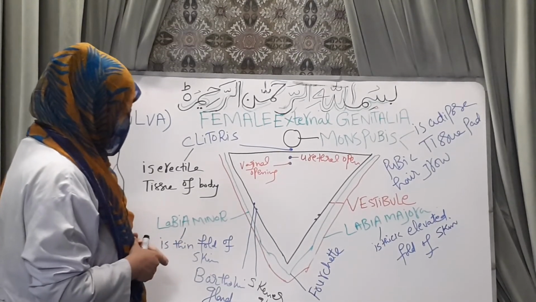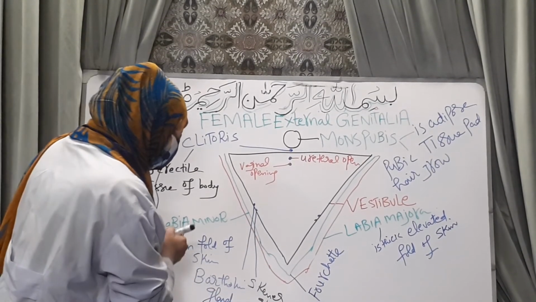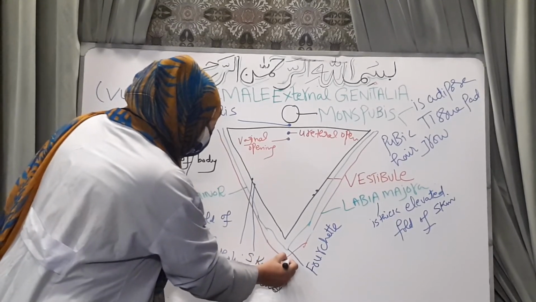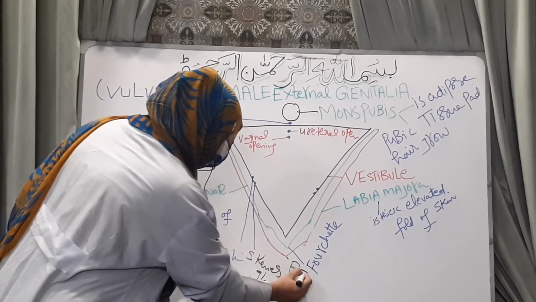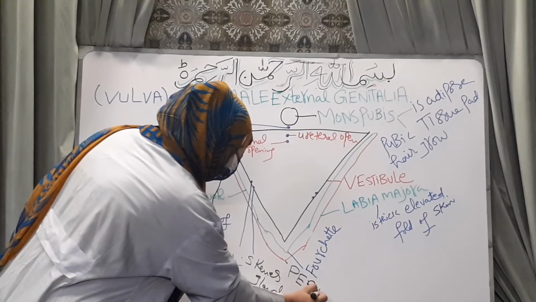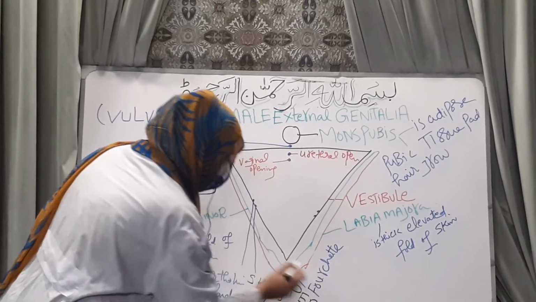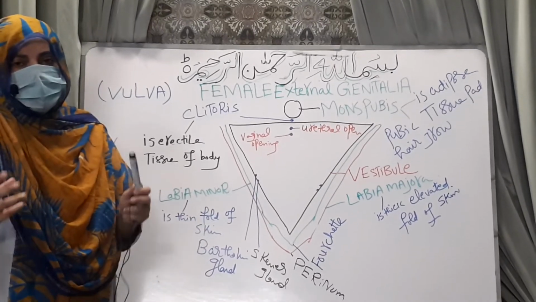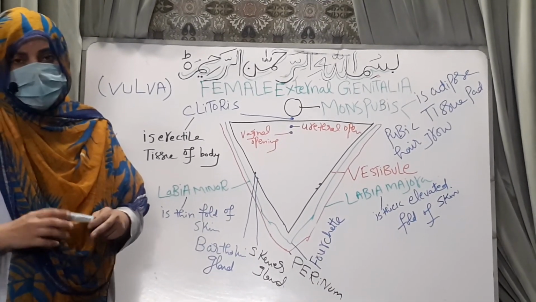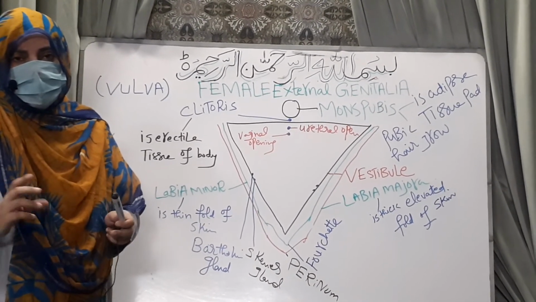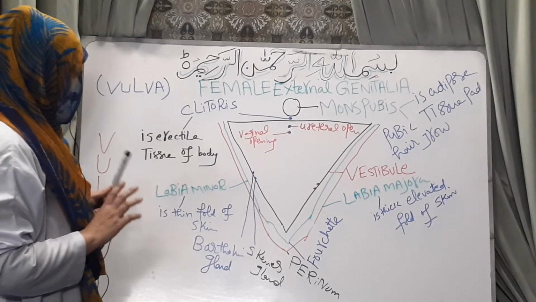Now we are coming to the last part, which is known as perineum. Perineum lies between the vagina and anus.